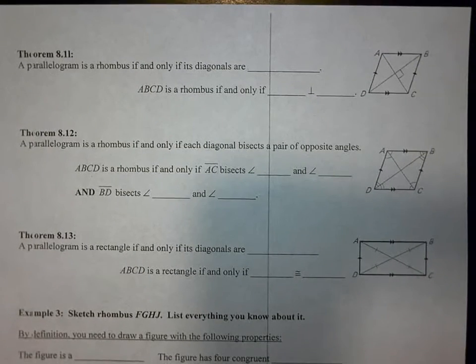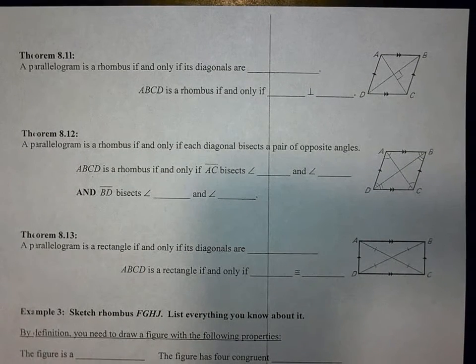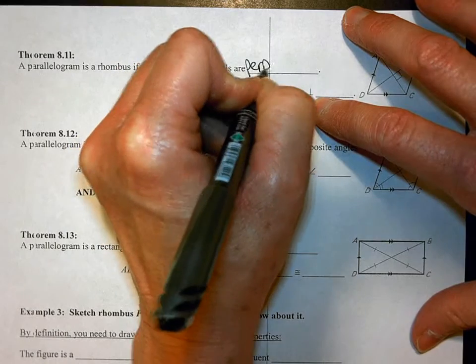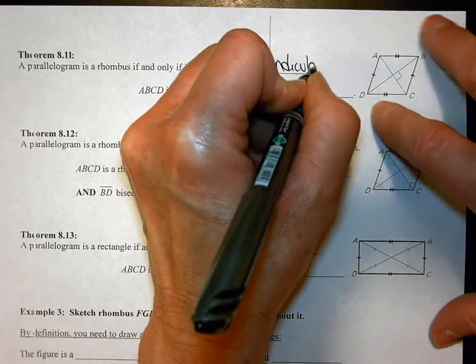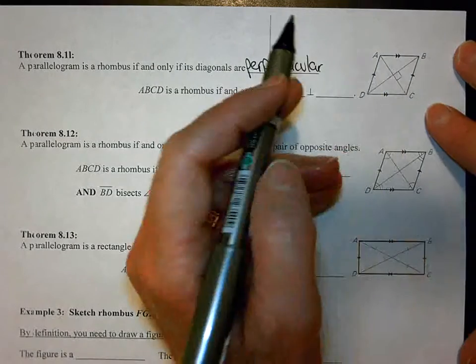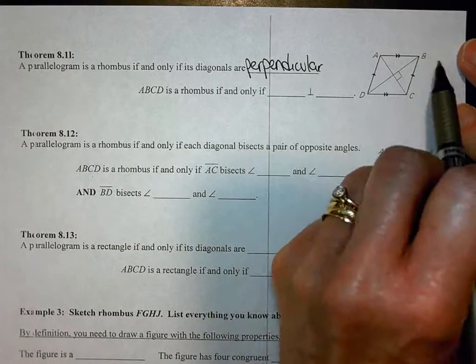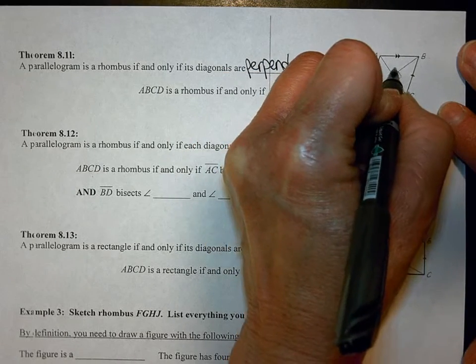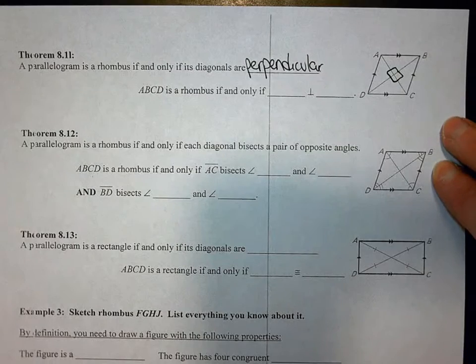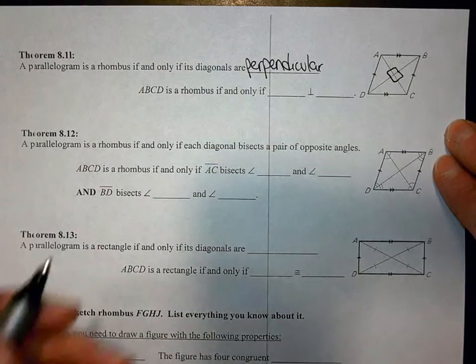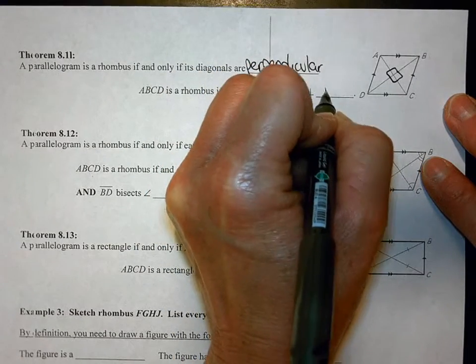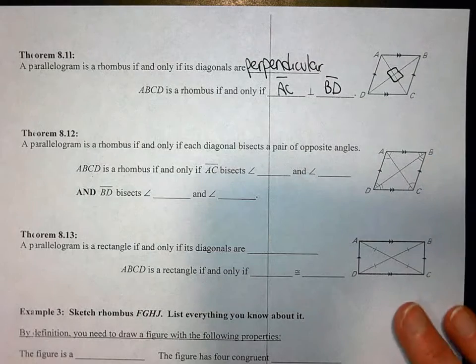Okay, we have theorem 8.11, and again, I don't care that you memorize the numbers, I just want you to understand the concept. A parallelogram is a rhombus if and only if its diagonals are perpendicular. So remember, the diagonals are the parts that connect the opposite angles. So from A to C is a diagonal, from B to D is a diagonal, and where they meet on a rhombus, it makes 4 right angles, so they are perpendicular. So ABCD is a rhombus if and only if AC is perpendicular. Remember, upside down T means perpendicular to BD.